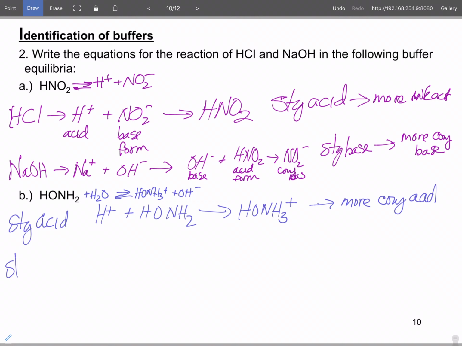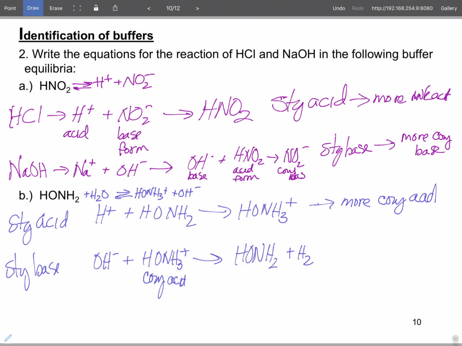Okay, so the strong base, and again this is a weak base, so it's the hydroxide, and it's going to react with the acid form, so it's going to react with the conjugate acid, which is HONH3 plus, to produce HONH2 plus H2O. So this is the base form. It's the weak base form. So we're producing more of the weak base.